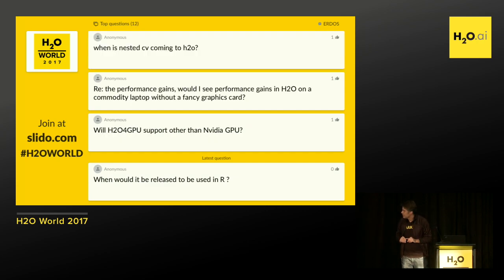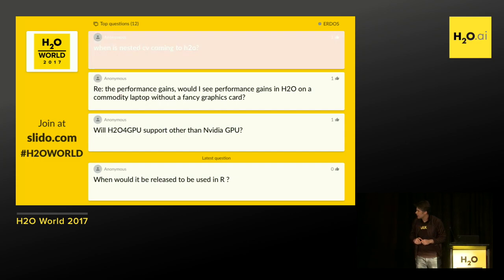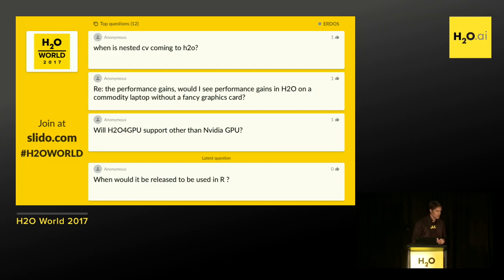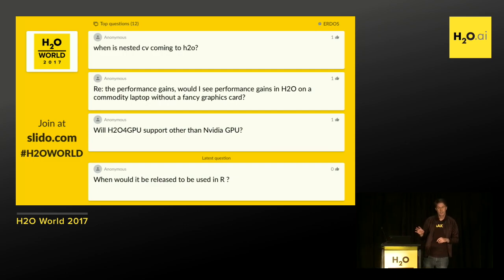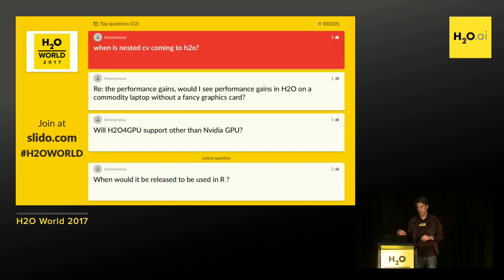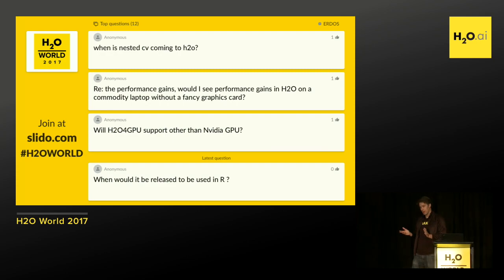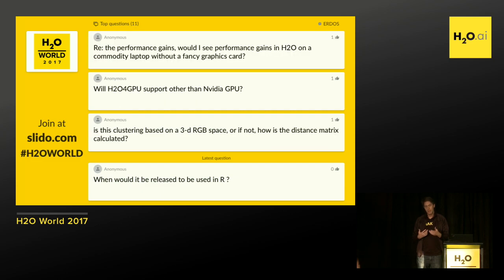Let's see. The performance gains. Would I see gains in H2O on a commodity laptop without a fancy graphics card? That's a great question. So right now, this is mostly supporting NVIDIA's GPUs. That's one point to make. So if you don't have an NVIDIA GPU, it won't work. The other point is most consumer products on laptops, if you get a generic laptop, even if they're NVIDIA GPUs, they're probably not the fastest. There's some mobile version. But often the CPUs aren't very fast either. So it'll probably be balanced out.